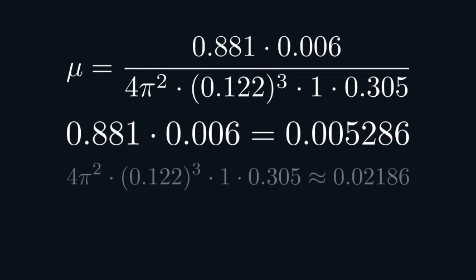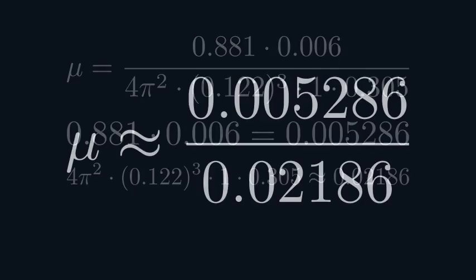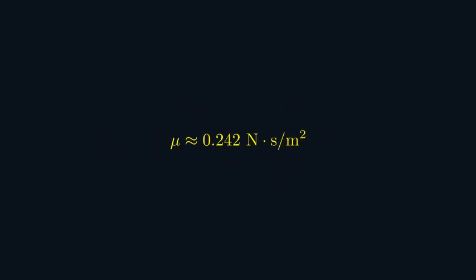Let's calculate the top and bottom parts separately. The numerator is straightforward. The denominator involves a few more steps, but it's just arithmetic. Dividing these two numbers gives us our final answer. The viscosity of the liquid is approximately 0.242 Newton-seconds per square meter.